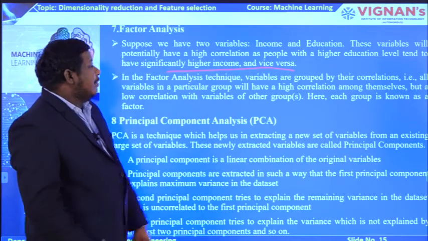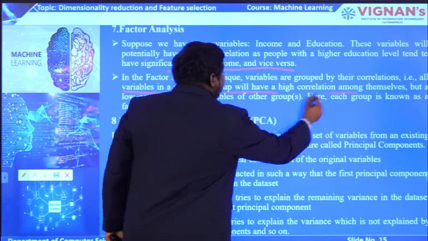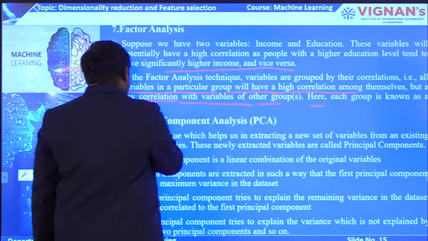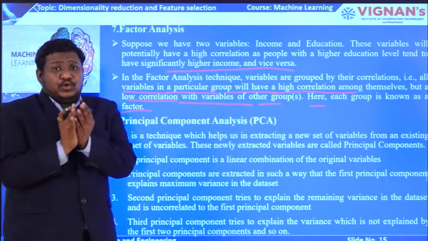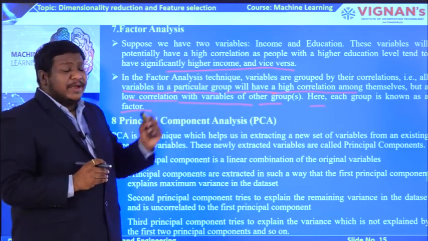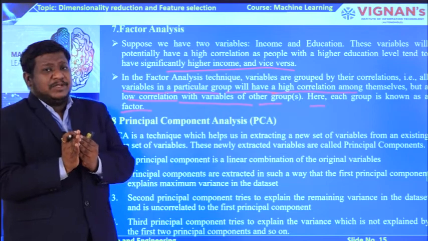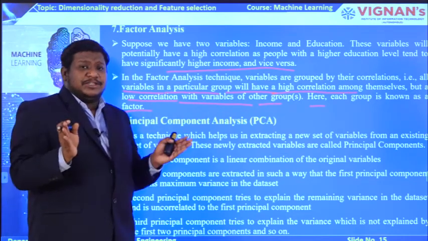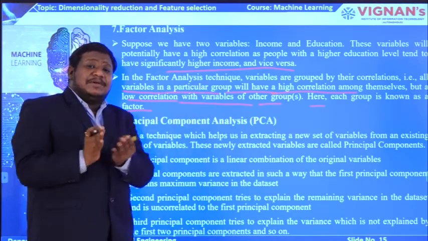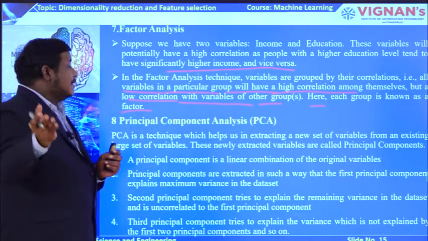In the factor analysis technique, variables are grouped by their correlation. That is, all variables in a particular group will have a high correlation among themselves, but a low correlation with variables of other groups. Here each group is known as a factor. That means we make two groups: one group of elements with high correlation, and a second group where the elements have less correlation between them. Observing the two groups, the group with high correlation will be kept in the data set, and the group with less correlation will be removed from the data set. In that way we reduce the dimensions.